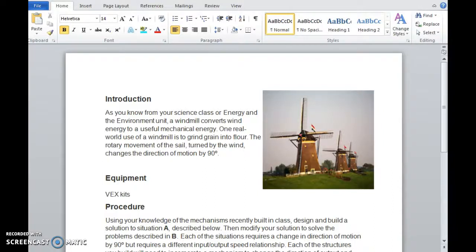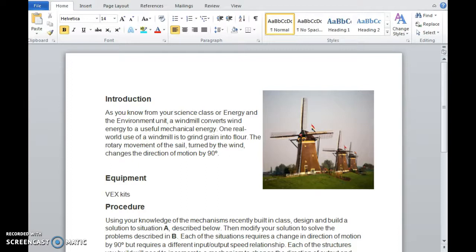All right, I'm going to talk about your next activity. It's called the Windmill Challenge. It's an alternative energy activity. Yesterday we watched a video on the different types of alternative energy, and one of those types is wind energy. In this activity, you're going to be using the knowledge that you've acquired from working on mechanisms. So let's look over this assignment.